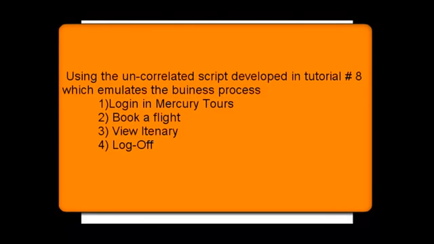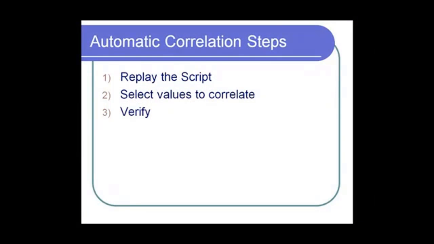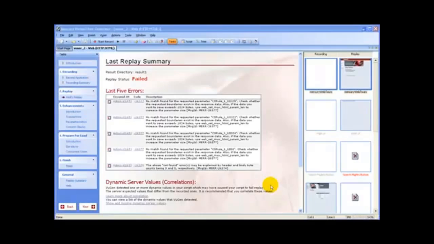To demonstrate automatic correlation, I'll use the script recorded in tutorial number 8. Again, it is the same script recorded post the admin adjustment we did in Mercury Tours, which was emulating the business process of logging in to Mercury Tours, booking the flight, viewing the itinerary, and finally signing off from the application. So I'll switch to the script vuser_2. What I have is the vuser_2 script open with me. The script is failing in replay due to uncorrelated values.